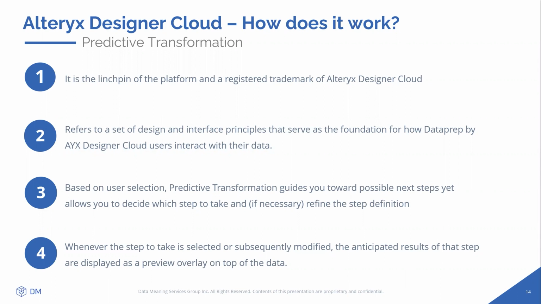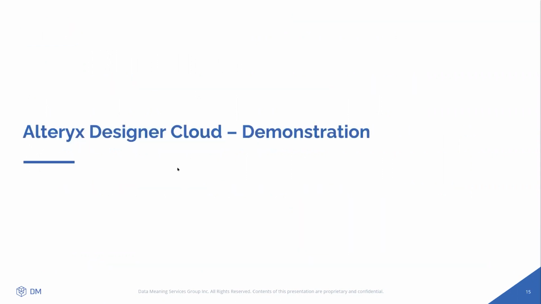So whenever the step to take is selected or subsequently modified, the anticipated result of that step is displayed as a preview overlay on top of the data. This is going to be very clear once you get in the solution and see the demonstration. So let's go to the demonstration.